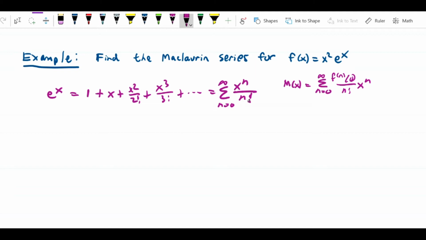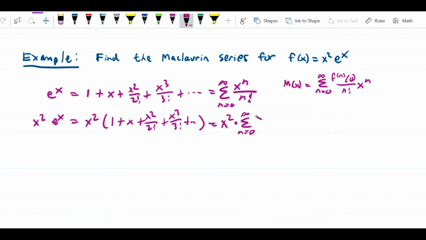So anyway, if that's the case, then that means that x squared e to the x must equal x squared times 1 plus x plus x squared over 2 factorial plus x cubed over 3 factorial plus dot dot dot. Or I can just write this as x squared times the sum of x to the n over n factorial. So let's see, what does that actually equal? That's going to equal the sum from n equals 0 to infinity of x to the n plus 2 over n factorial.